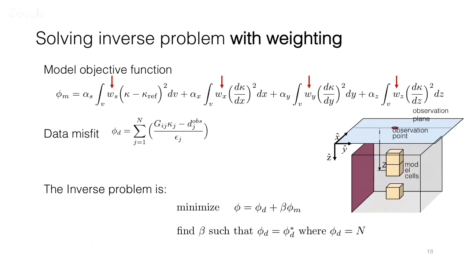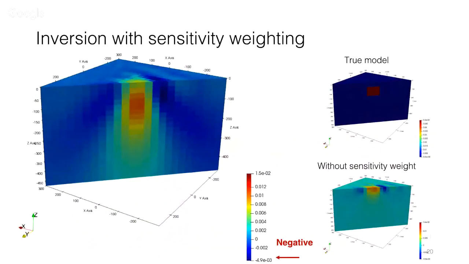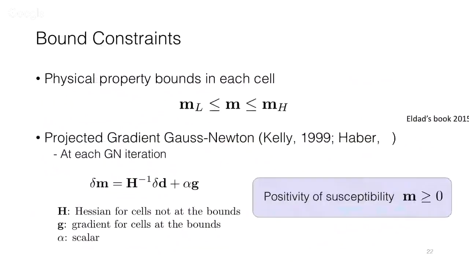So that means that in our model objective function, we still have those guys, one over r to the Q, and we had this big square sheet. So what we got is the sensitivity function. The inversion with sensitivity gave us something like that. All right. Susceptibility is positive. Okay, so we need to address this.